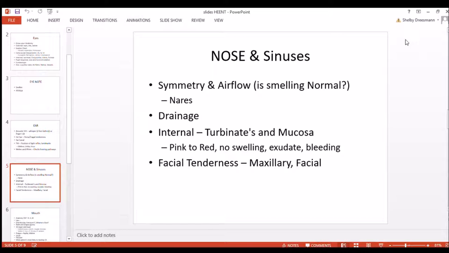Transilluminate. So there are the paranasal sinuses, across from the nose, and transilluminate is like by the eyebrows, so check those sinus areas as well. Again, no pain or redness.